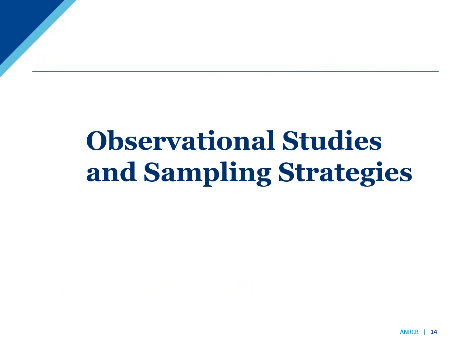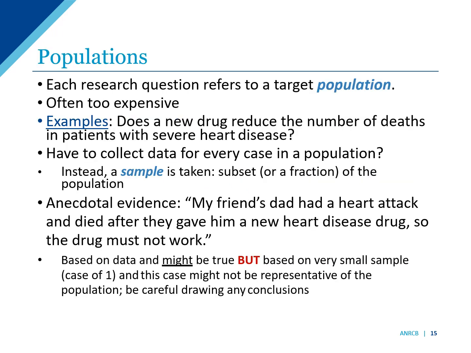Now we'll talk more about observational studies and sampling strategies. Each research question refers to a target population. It's often too expensive and difficult to gather information from an entire population. For example, if we wanted to know if a new drug reduces the number of deaths in patients with severe heart disease, we couldn't collect data for every case in a population. Instead, a sample is taken of a subset, a fraction of the population.